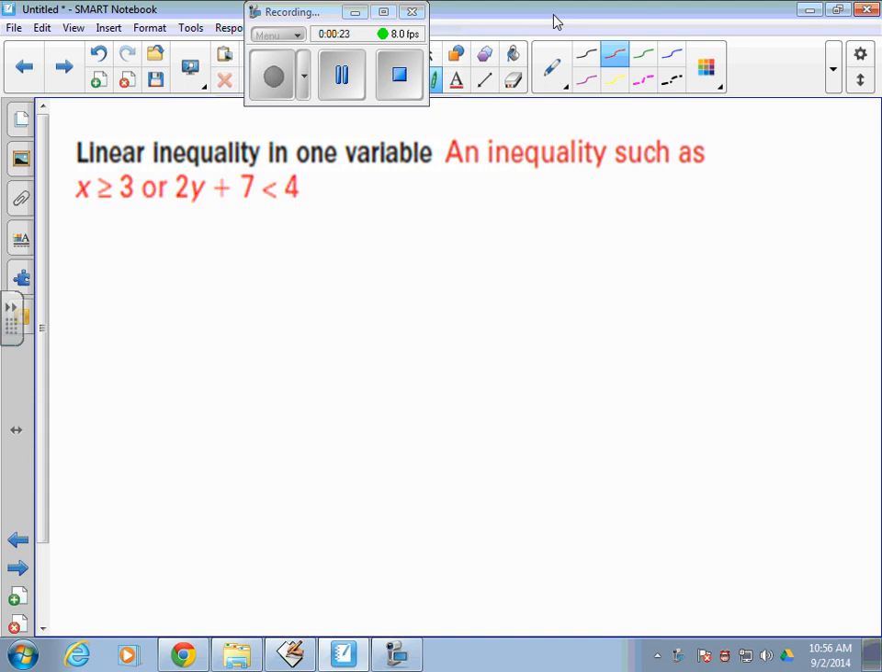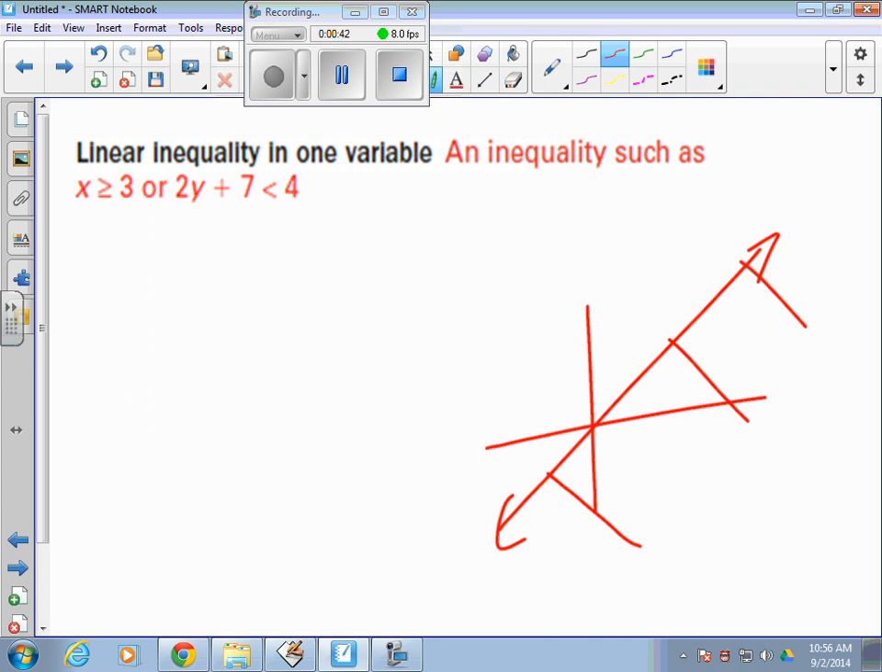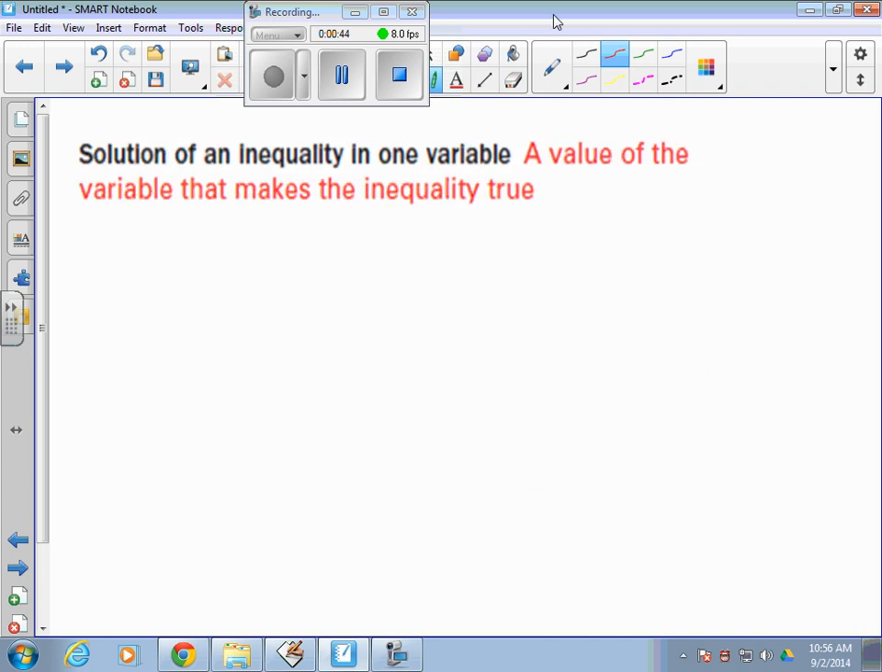So x is greater than or equal to 3, or 2y plus 7 is less than 4. If you're talking about one variable, you're just talking about x or y or any other variable, not the inequality with both of them. In Algebra 1, you saw something where you graphed a line and then had to shade one side. That's a two-variable inequality. That's not what we're talking about.